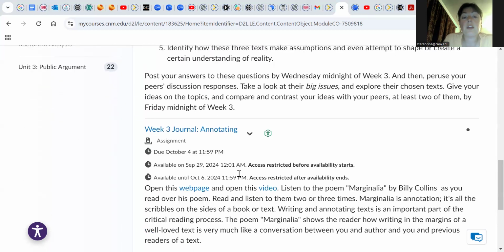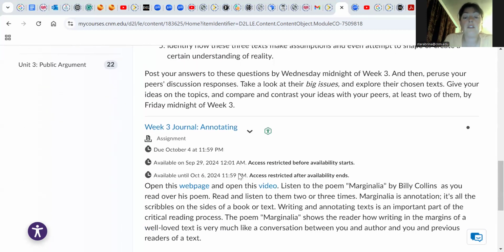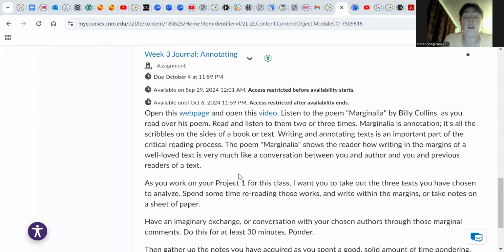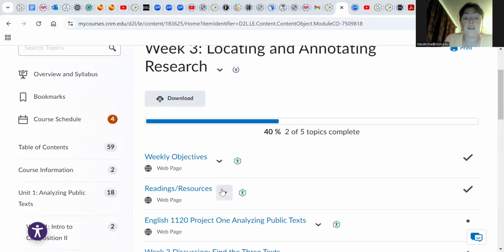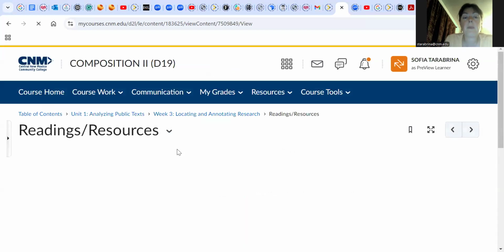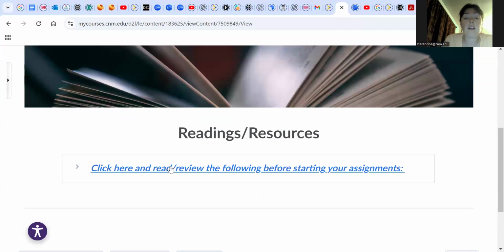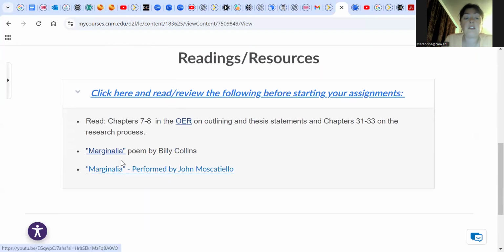And also we have a journal. It's called Annotating. Before you get to that, you will read and listen to a couple of interesting things. They're posted here under readings and resources. It's a poem that is presented in the alphabetic text form, marginalia. And the same poem is recited by John Moscatiello on YouTube.